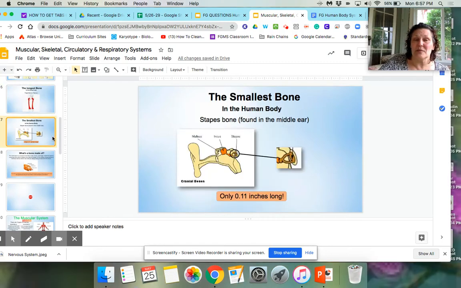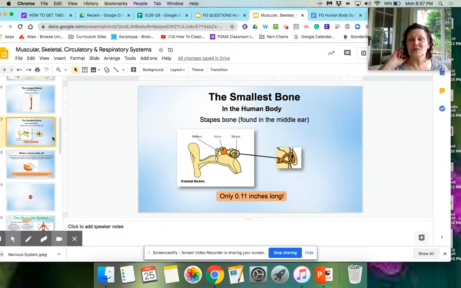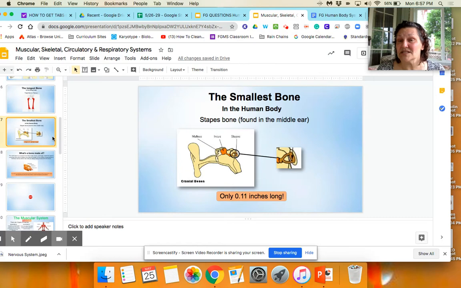The smallest bone in the body is the stapes, which is actually a bone in your ear. It's the smallest bone in your body.